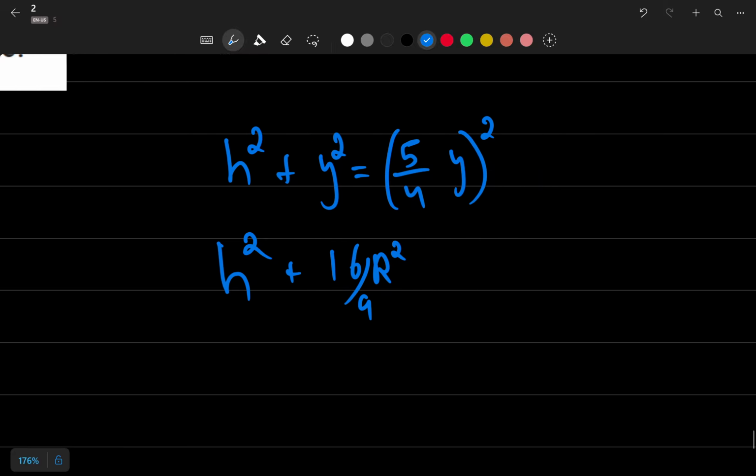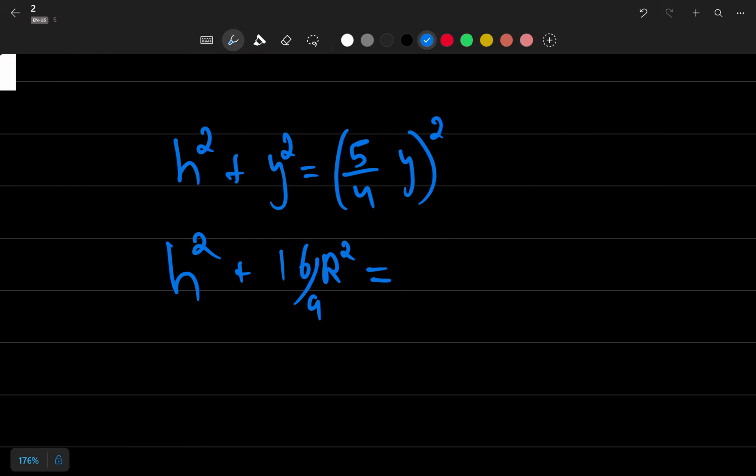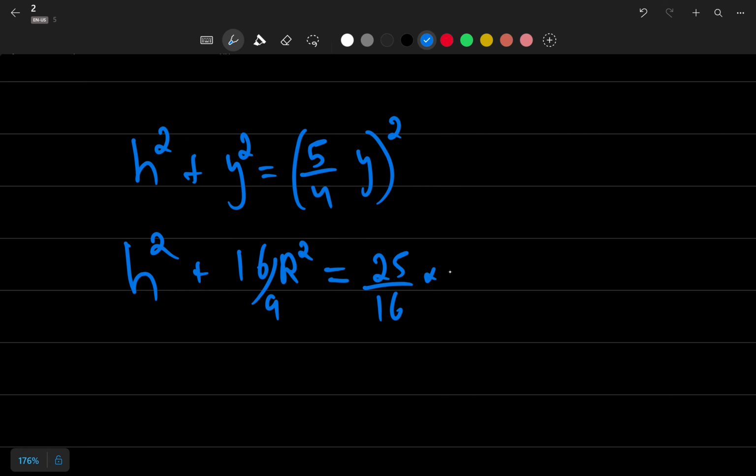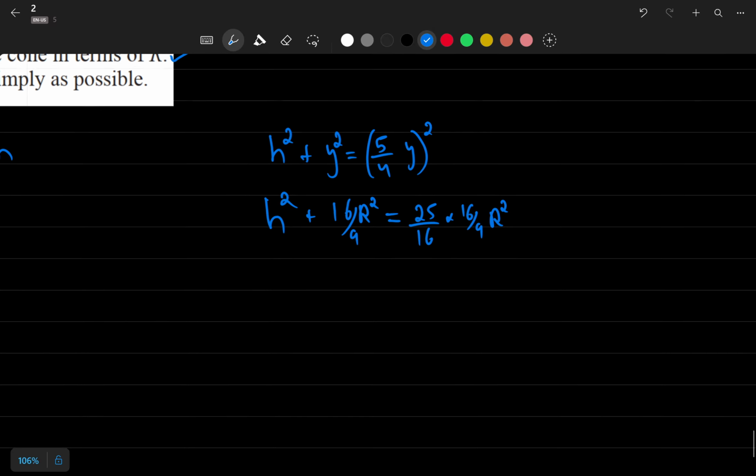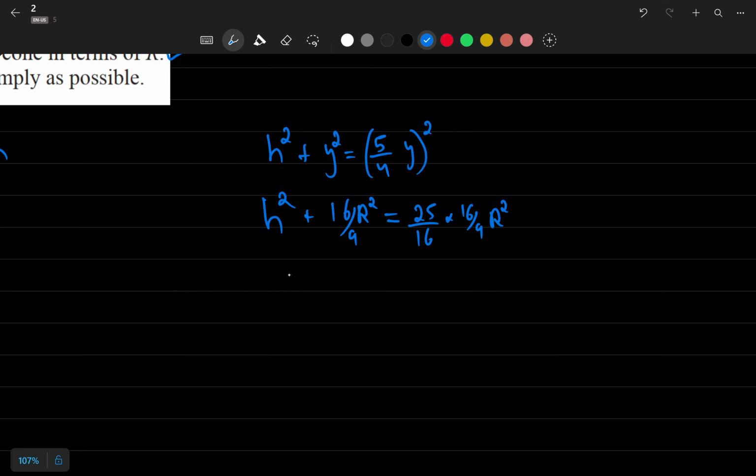16 by 9 r square equals to, so square of 5 is equal to 25, square of 4 is equal to 16, and y square again, which is equal to 16 by 9 r square. Now calculate h from here by making it subject, and you will get your final answer. H is equal to r.